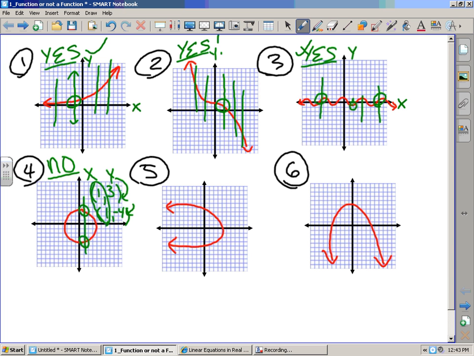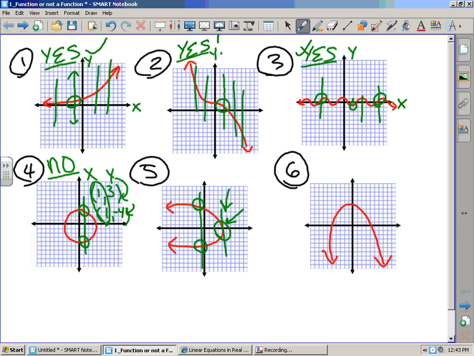Number 5, again, this is not a function because a vertical line passes through 2 points. It is only allowed to pass through 1 point. Now, my question for you is, what about this line right here? This vertical line only touches the relation one time. So does that mean that since it only touches it one time right here, that's a function?